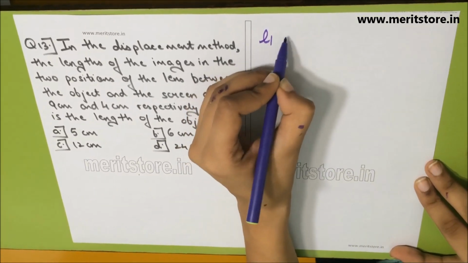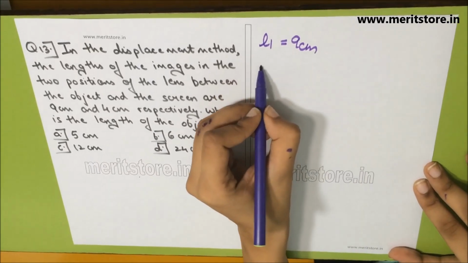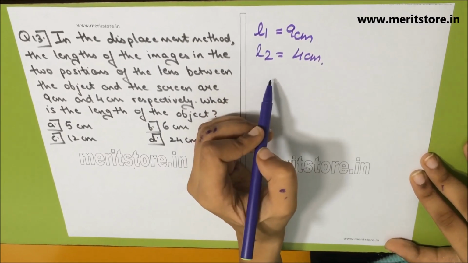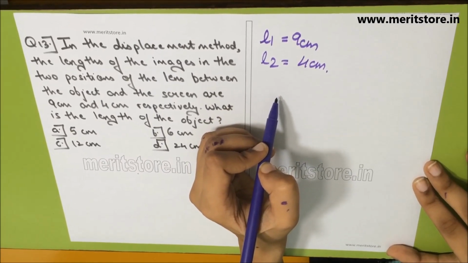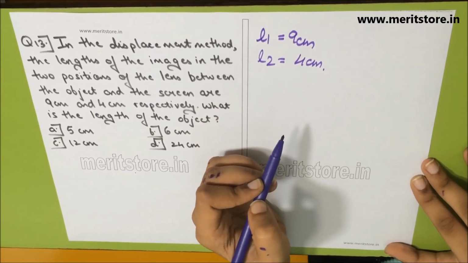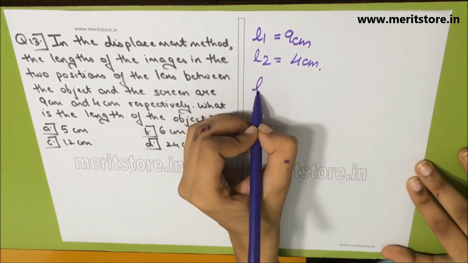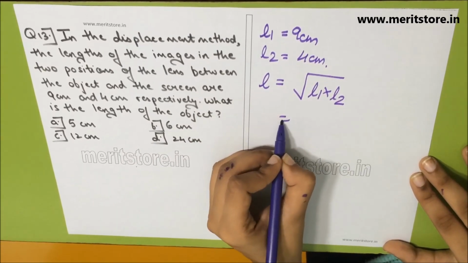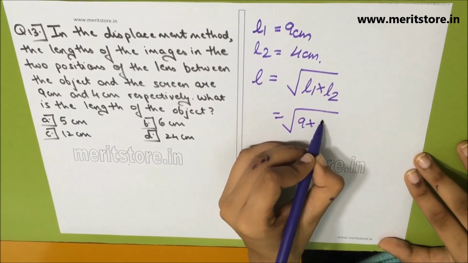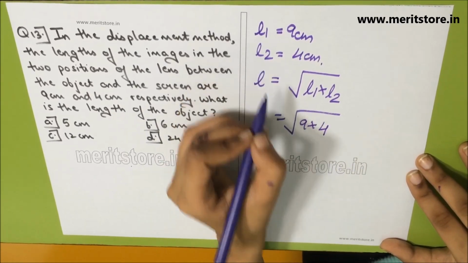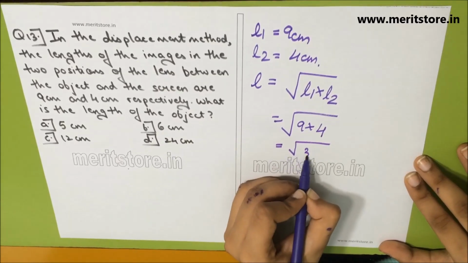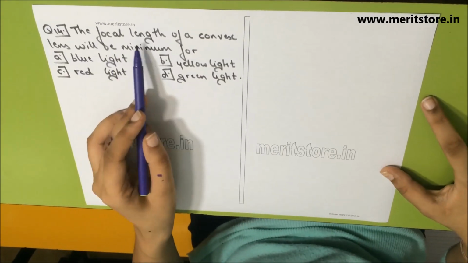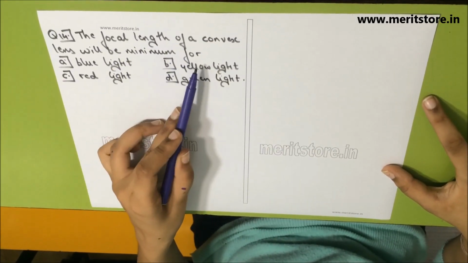Over here length L1 is given to me as 9 cm. Length L2 is given to me as 4 cm. If L1 and L2 are the lengths of the image in the two positions of lens between the object and the screen, then the length of the object L is given by the formula root of L1 into L2, which is equals to root of 9 into 4. We have substituted the values of L1 and L2 respectively, which is equals to root 36, which boils down to 6. Option B.